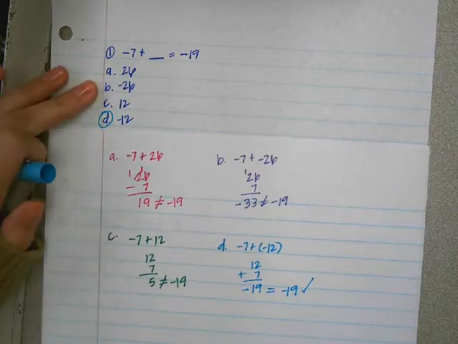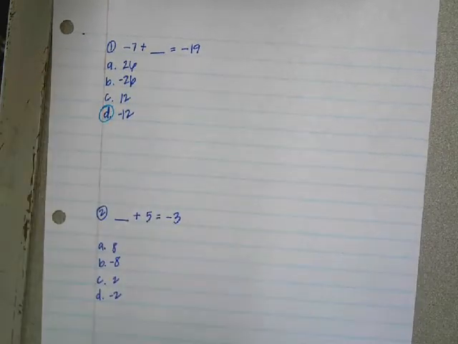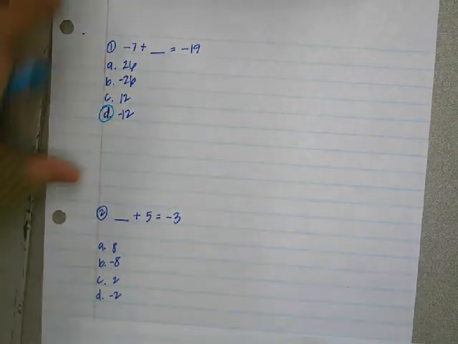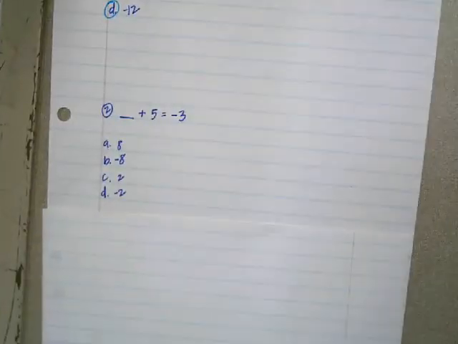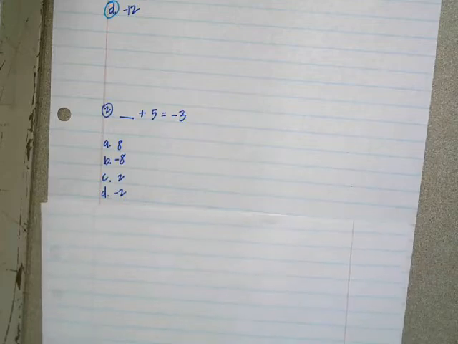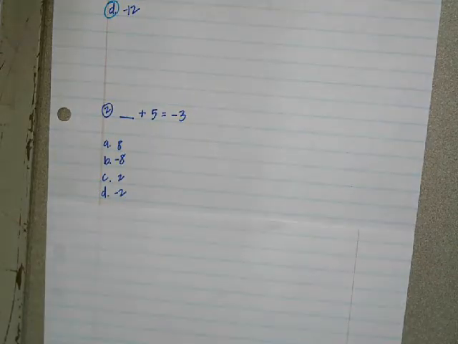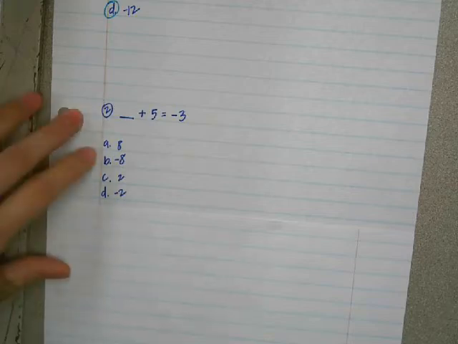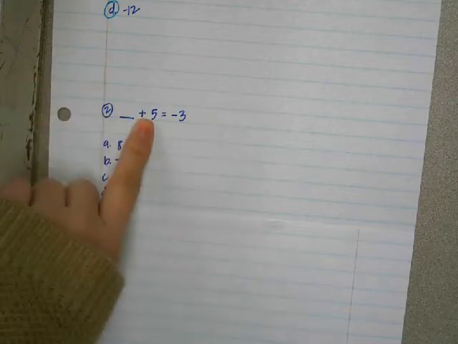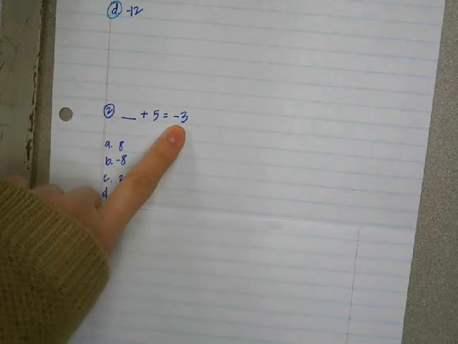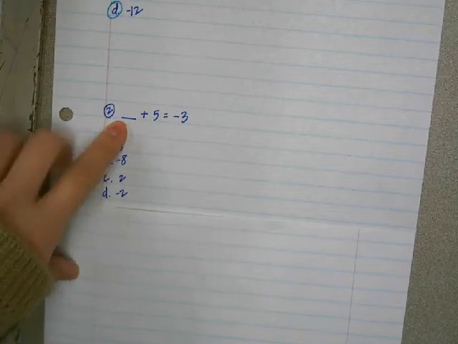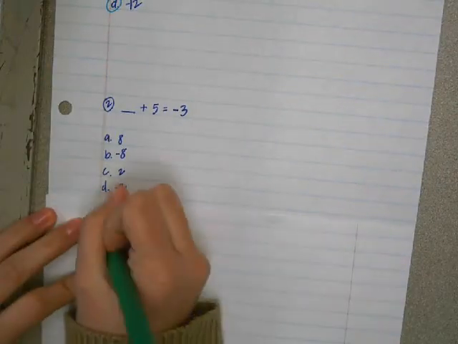Okay, so another example would be number 2. So if I want to try number 2 now, I have blank plus 5 equals -3. So same thing. We want to check to see which add-in correctly adds up to -3. So which one fills in the blank to give me -3. So what I'm going to do is start with A.